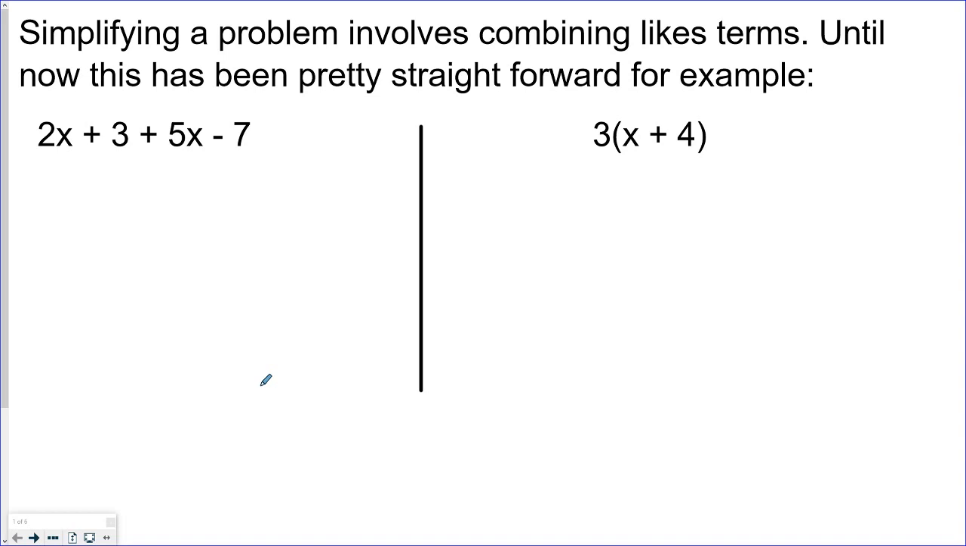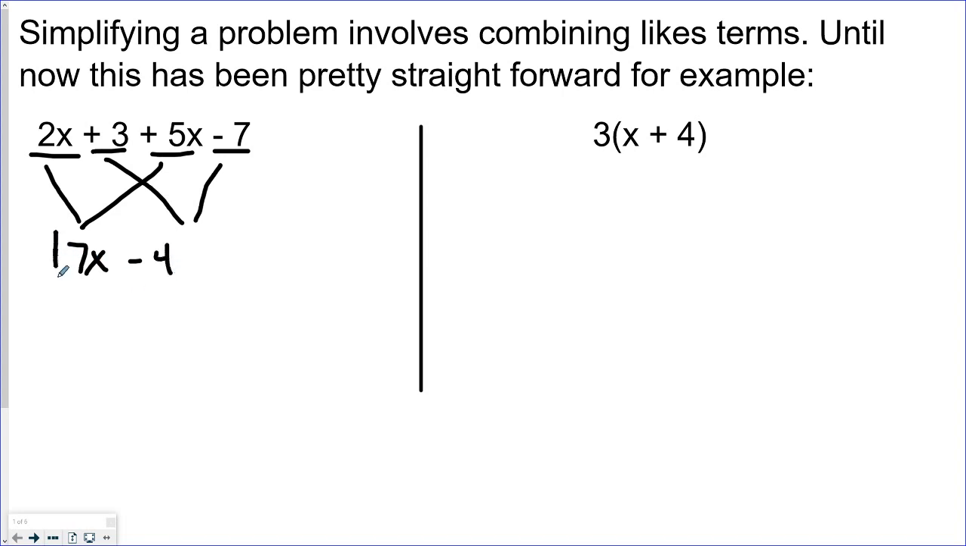And in this case, simplifying involves combining like terms. So we have a 2x, we have a 5x, we put those together, and we get a 7x. We have a positive 3, we have a negative 7. We put those together, positive 3 and negative 7 would make negative 4. And that would be our simplified expression. So we went from having 4 terms to having 2 terms.